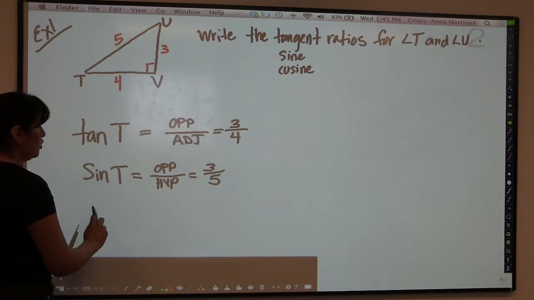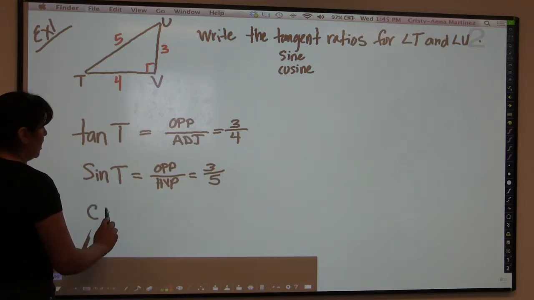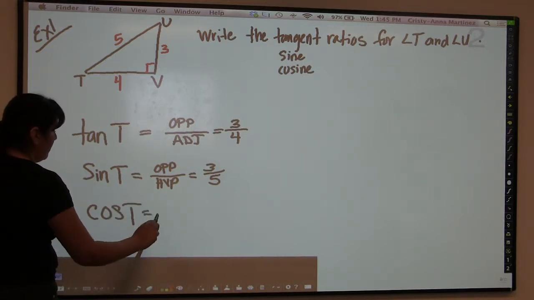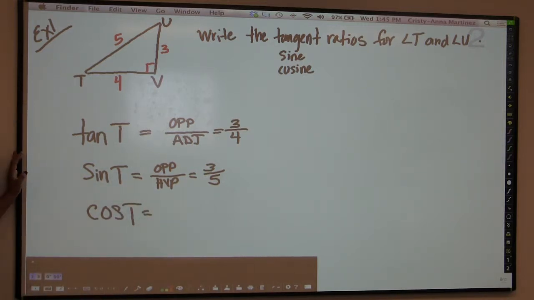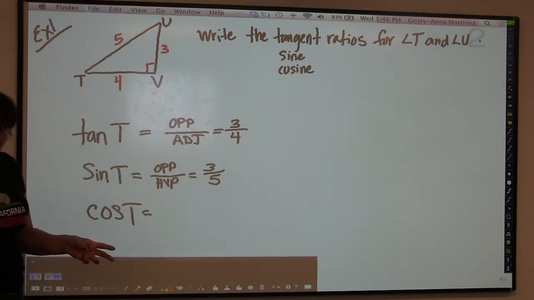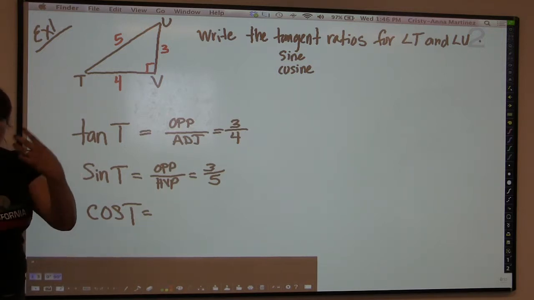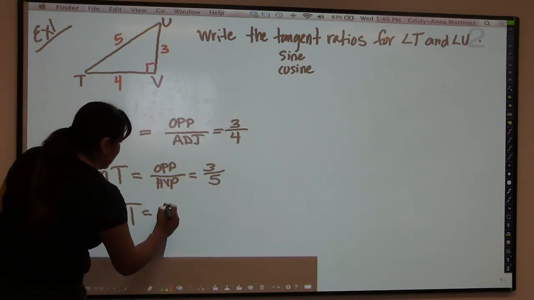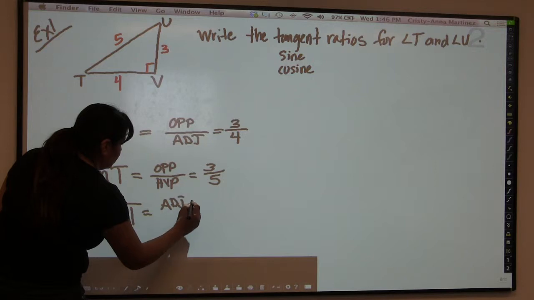And then I can do cosine of T now. We need cosine T. And by the way, we do abbreviate tangent, sine, and cosine, but never call them tan, sin, and cos, because I will smack you. It is tangent, sine, cosine. So you abbreviate the spelling, but never abbreviate the actual name of the function. Okay, so cosine T is adjacent over hypotenuse.